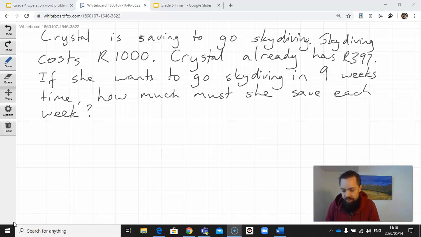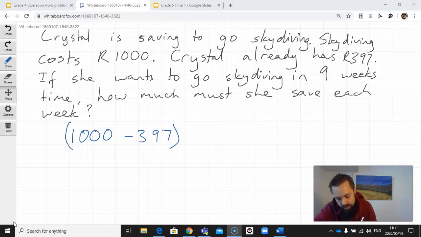So the first step we need to do is to work out how much she still needs. So she needs a total of 1,000, but she already has 397. So this will work out how much she still needs to get. Then we know that there are still 9 weeks and she needs to get that in 9 weeks. So we need to share out or divide the answer to that by 9, and then we'll find out how much she needs each week. So this is now a little bit more complicated. It's a little bit more BODMAS. So we're going to do the first thing first.